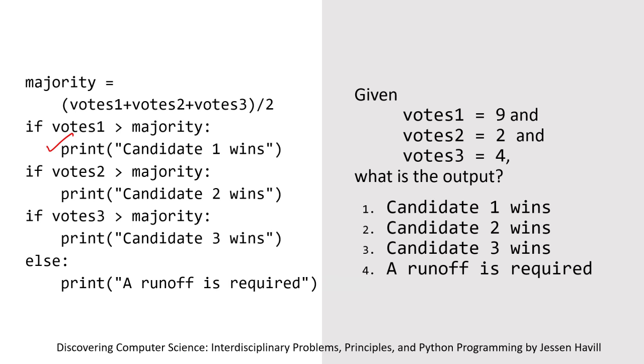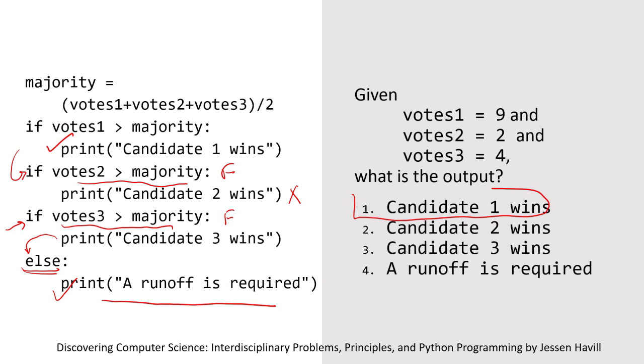Since we are using 3 different if statements, the control will not come out of this block. So after this it will check the second if condition. Vote 2 is less than majority, so this if condition is false, so it will not print this statement. Then it will check the third if statement. Vote 3 again is not greater than majority, so this if condition is false. So if this if condition is false, then it will execute the else part, and the else part will print a runoff is required. So the point is this: in this case the output is 1 and 4.